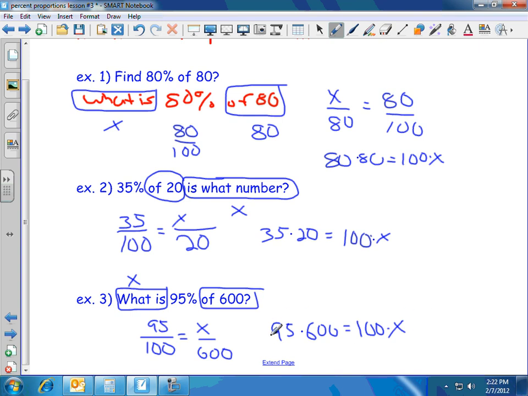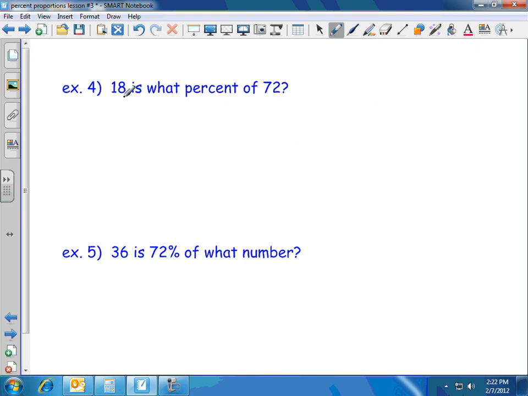Now here you have your one-step equation. Now simplify and solve for x. Let's look at a few more other problems. This one's a little tricky here because it says 18 is what percent of 72? So notice, I don't know what percent this is, but a percent is always something out of 100. So that x is going to be what I'm trying to solve for. Now this has to be equal to part to whole, so is over of.